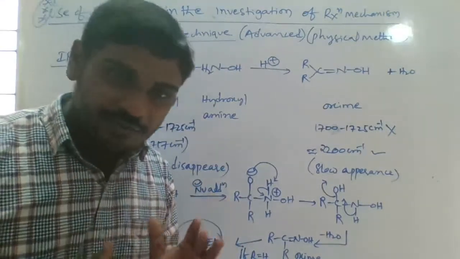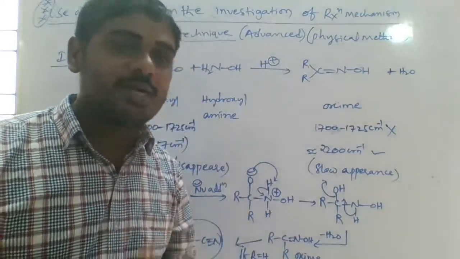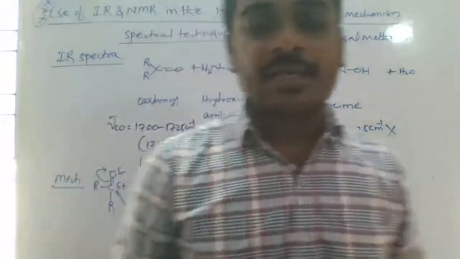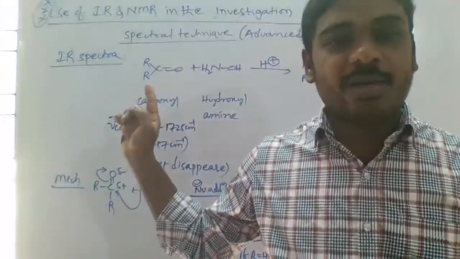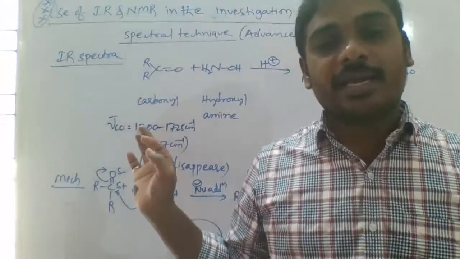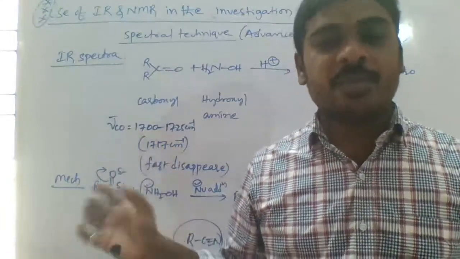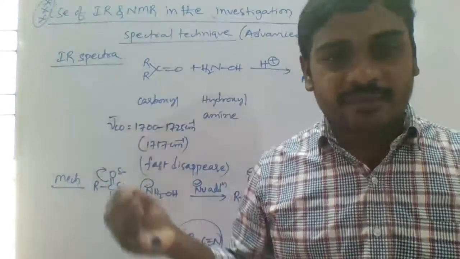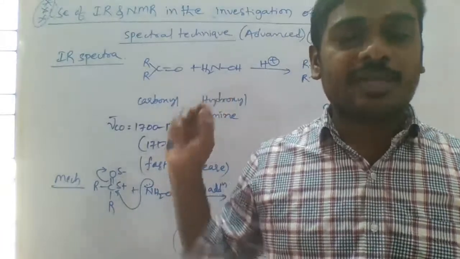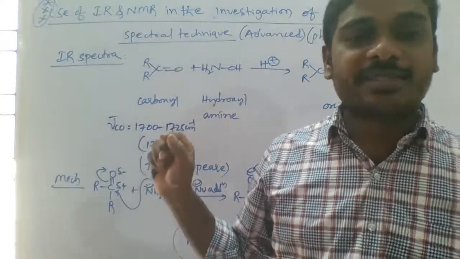So this data is evidence that this reaction does not proceed in a single step; it takes place in multiple steps. From the IR spectral data, the starting material's carbonyl group shows a C=O stretching frequency at around 1700 to 1725 centimeter inverse, approximately this region. This is taken in the reaction vessel, and hydroxylamine hydrochloride is added in the presence of an acidic medium, a catalytic amount of HCl or H2SO4. So what happened in this reaction?